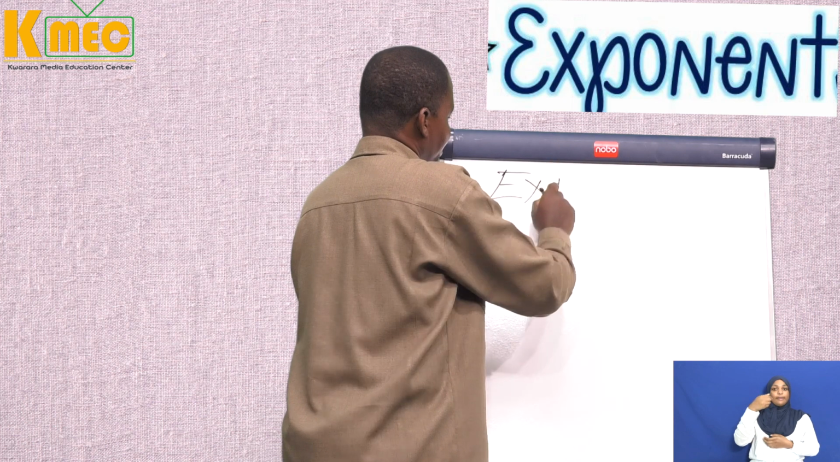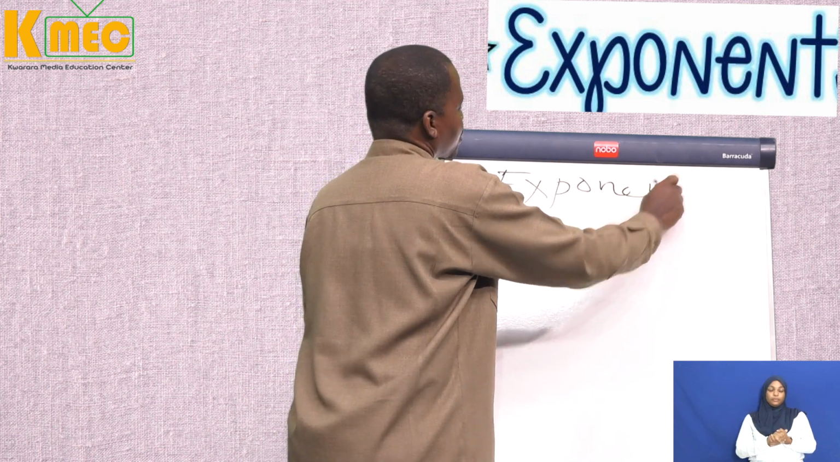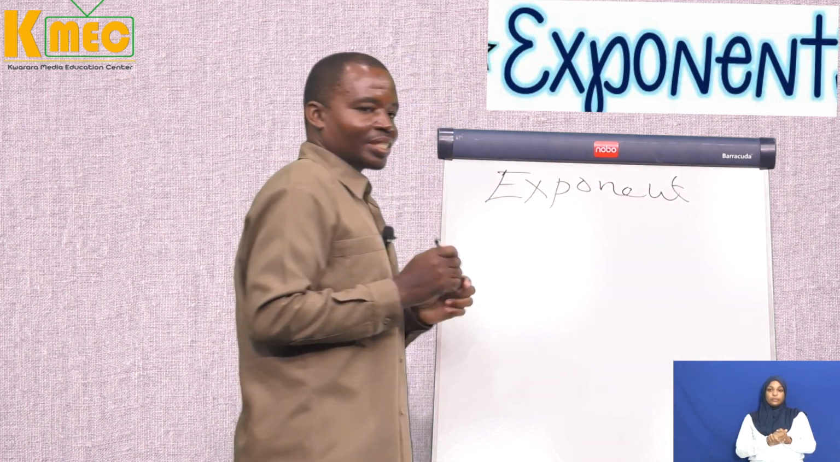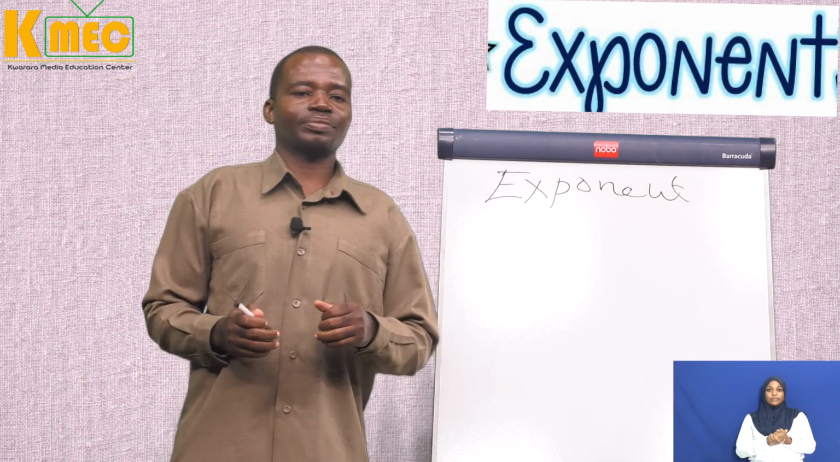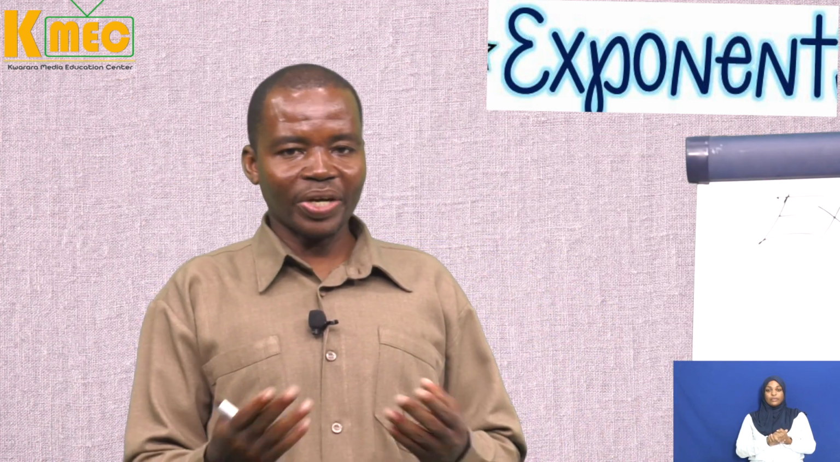I think you have seen the numbers. So can you tell me, what do the numbers mean? Well, the numbers represent exponent. The numbers represent exponent because the numbers are written in exponential form.